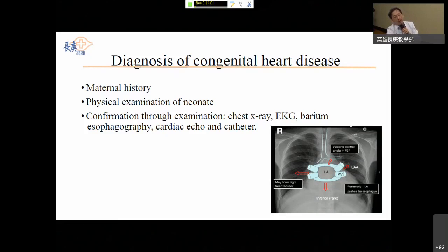But for the confirmation of a congenital heart disease, there are a series of examinations that should be done. For example, the chest X-ray, EKG, barium esophagography, cardiac echo, or catheter. And among all these tests, the most precise examination to detect congenital heart disease is cardiac echo. Cardiac echo is not an invasive examination, but it can give detailed pictures of the structure of the heart. So cardiac echo is a very important examination to find congenital heart disease.